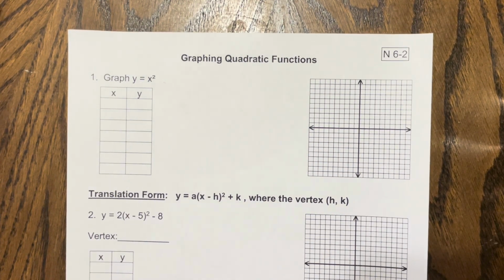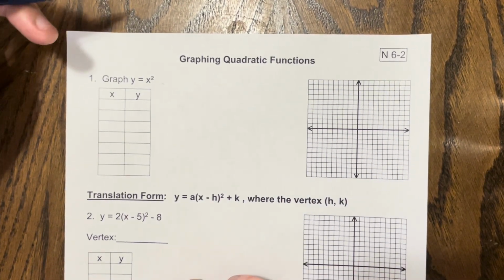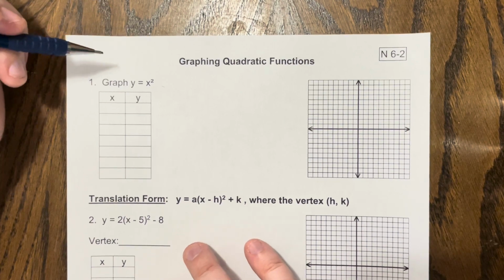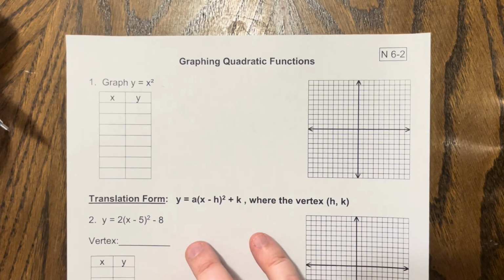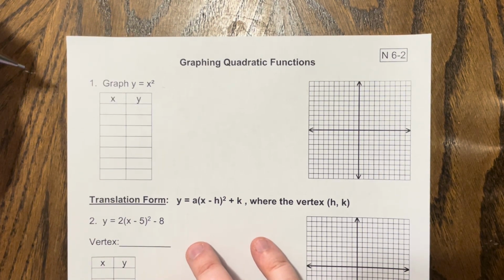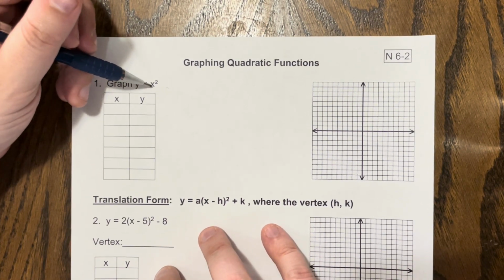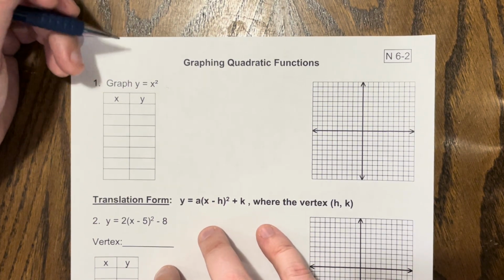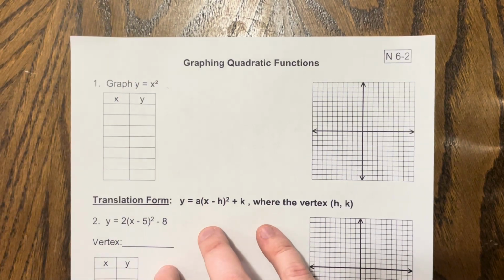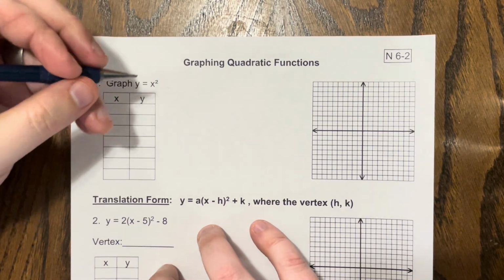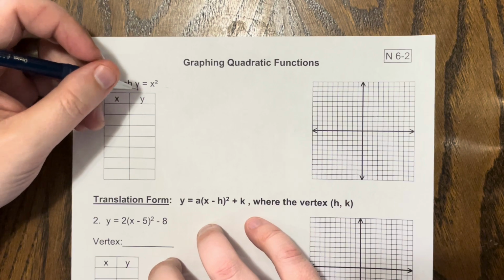Okay, let's go over the basics of graphing some quadratic functions, just in a real basic form, how to graph these functions. So the first one I've got is y equals x squared. So what that means is any value of x, I'm going to take it and multiply it by itself to get my y value.